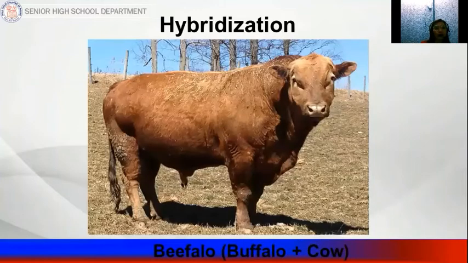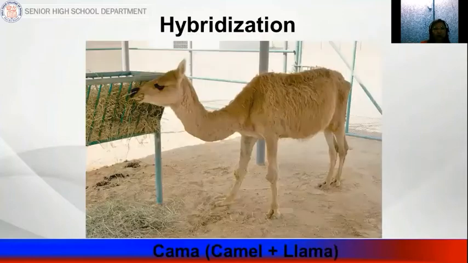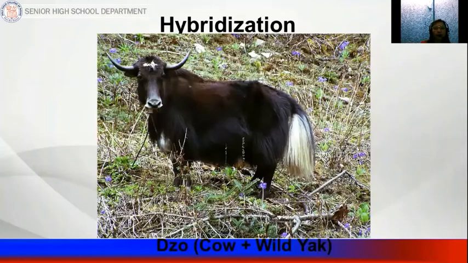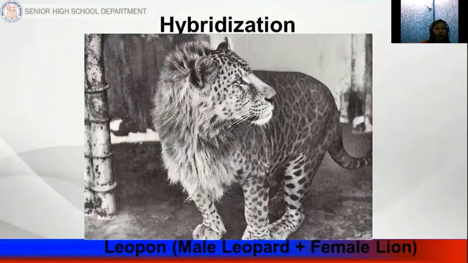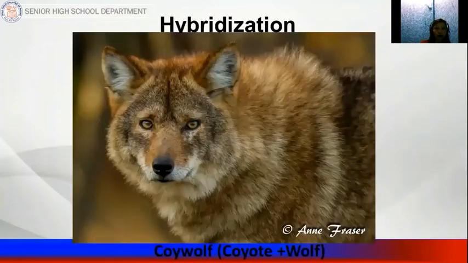Okay, we also have buffalo plus cow is a beefalo. Oh, there's also this. Okay, hybridization with a narwhal plus beluga. That is narluga. Okay, a camel and a llama, which is a kama. A cow plus wild yak, zo. And then male leopard plus female lion, it's leopon. So, you can see here that two organisms were being combined with combined traits, producing a new type of species.